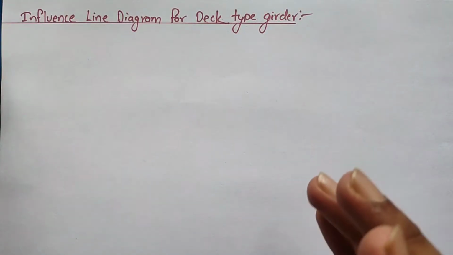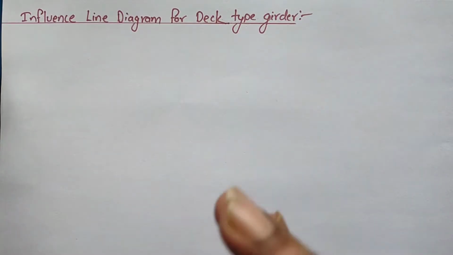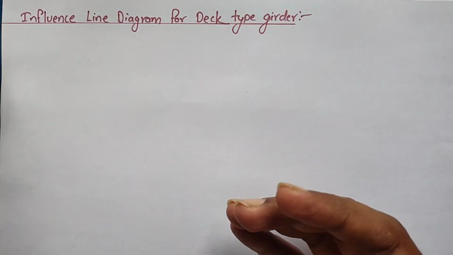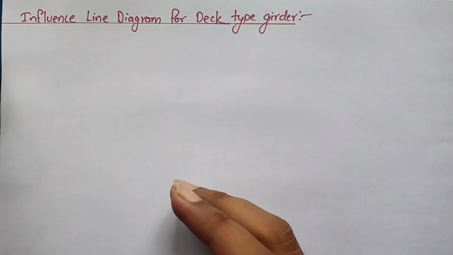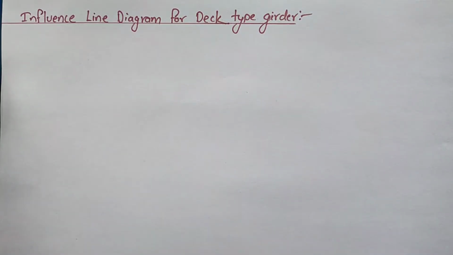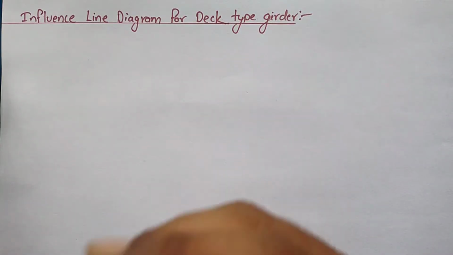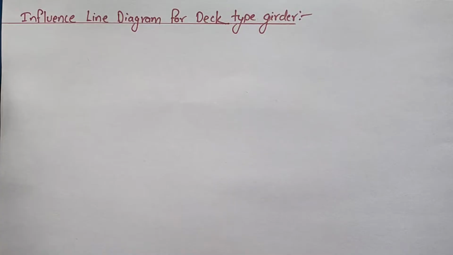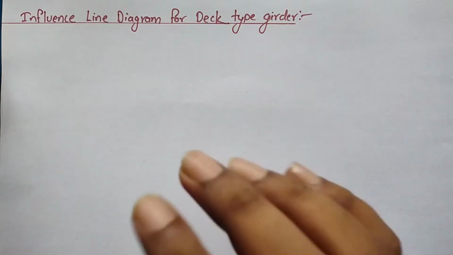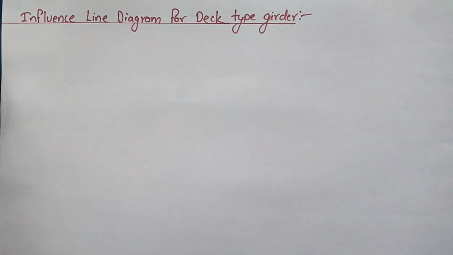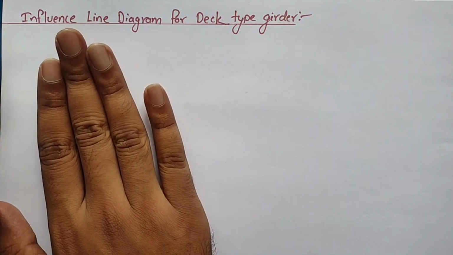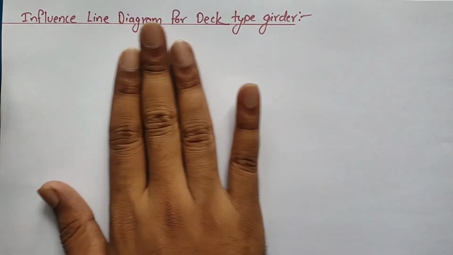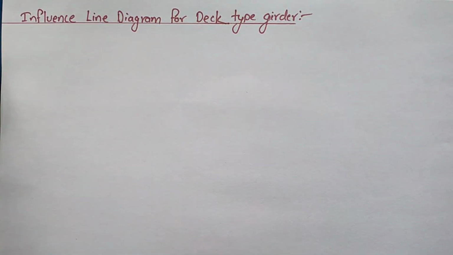And guys, this lecture is going to be a continuation of our lecture about the influence line diagram. In the previous lectures, we have learned how to draw the influence line diagram for the shear force, bending moment, reactions at the support, as well as the method of drawing the influence line diagram for the through type truss bridge. Here in this lecture, I will be showing you how to draw the influence line diagram for the deck type girder bridge.